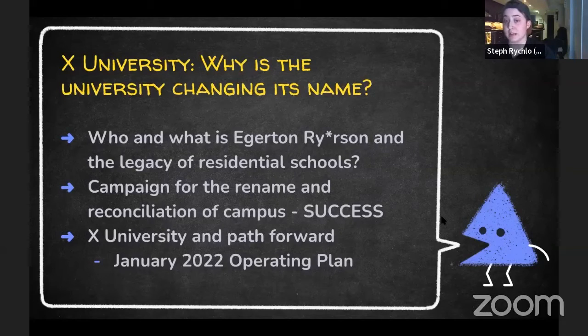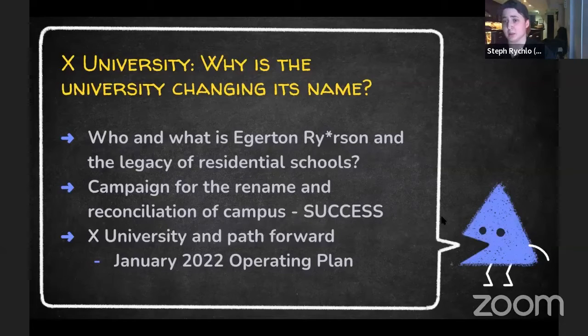Formerly, it was named after Egerton Ryerson, who has a complicated legacy in the creation of the residential school system in what we know as Canada. So we have been working primarily with folks who are doing Indigenous-led organizing from the ground up on campus to call for a renaming of the institution. Eventually we reached a success: this fall, the Board of Governors of the university announced that we will be doing a name change. It is supposed to be announced soon.